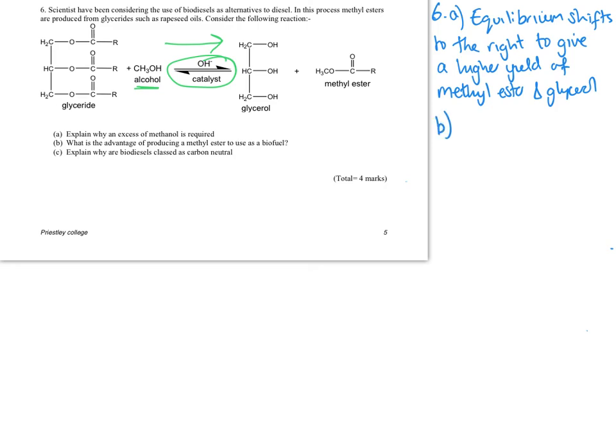The advantage of producing a methyl ester as biofuel, rather than leaving it as the glyceride, is that it's less viscous, so it's going to work better in an engine.